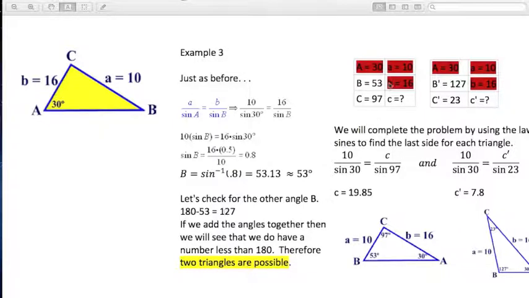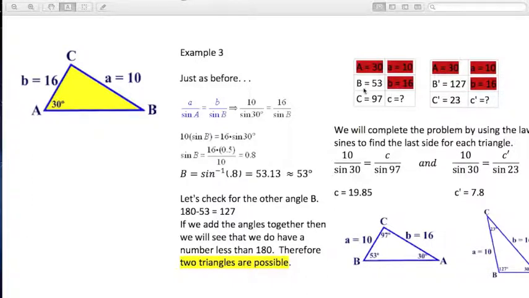So here's where we go. We're going to go over to our little charts. Inside the chart I've got all the given answers from last time. I put in my 53 degrees for the angle that we found, and then I put in the 127. If I add 30 plus 127, it's only 157. Automatically, because that number is less than 180, we have two triangles. You see that right here. Two triangles are possible. So I subtract that from 180 to find C prime.